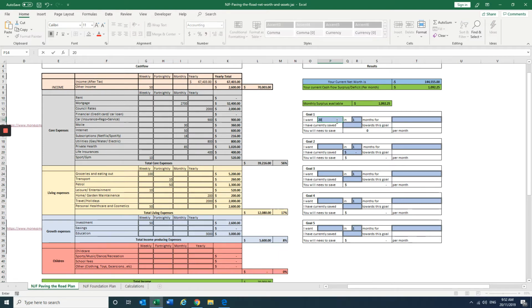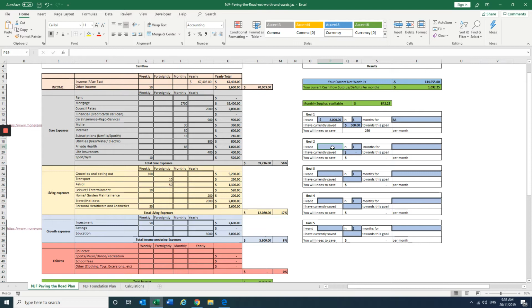So let's say I want $2,000 for a holiday in 6 months to South Africa. And currently I have $500 towards this goal. This tells me I need to save $250 per month. You can also see that this has now gone down. So it was 1,000, it's now 800. Right? So now I've allocated away some of my surplus.